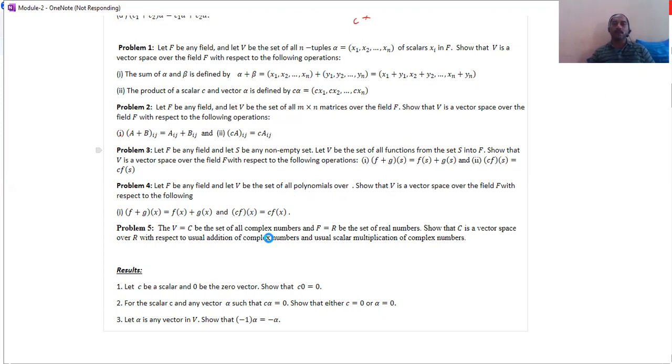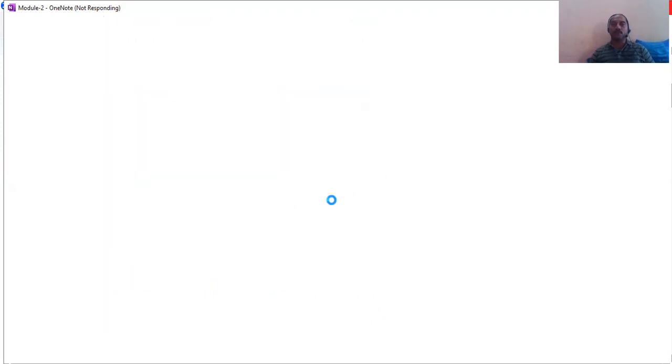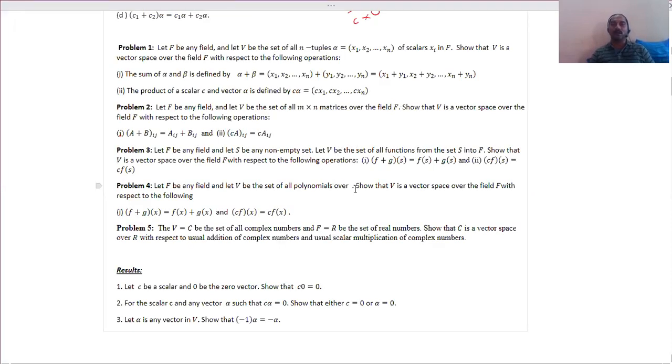Polynomials of any degree: first degree, second degree, third degree. Here they do not mention polynomials only, but polynomials over F. Over F means field: a0, a0 plus a1x, a0 plus a1x plus a2x squared, second order, all possible orders over F.